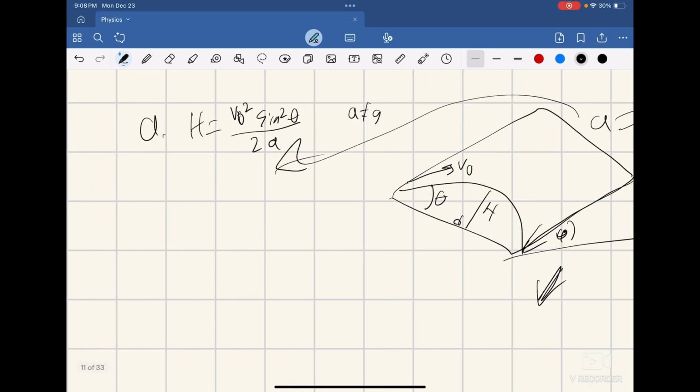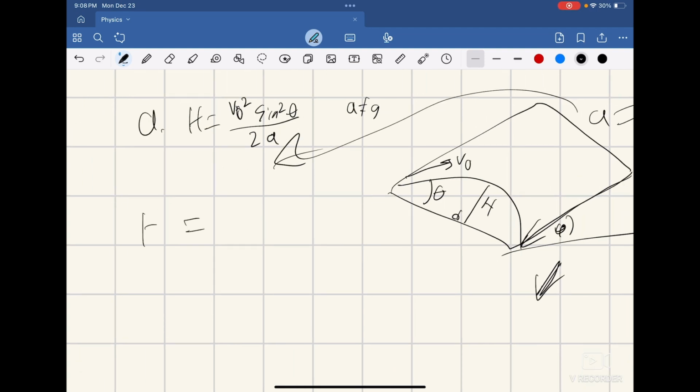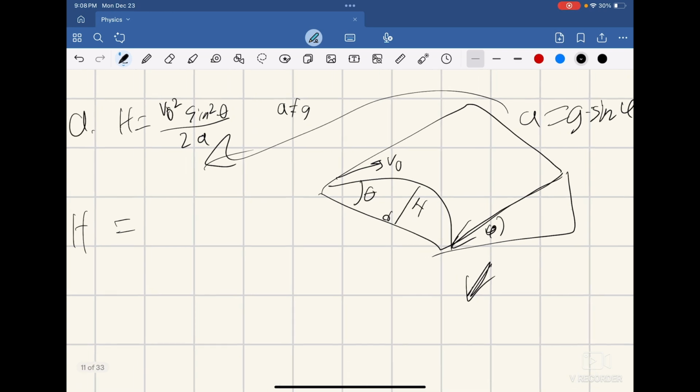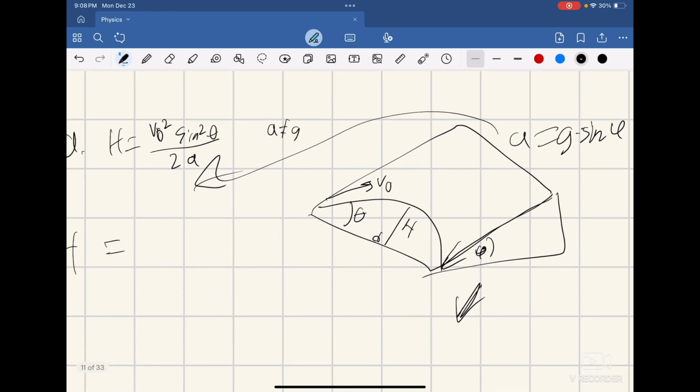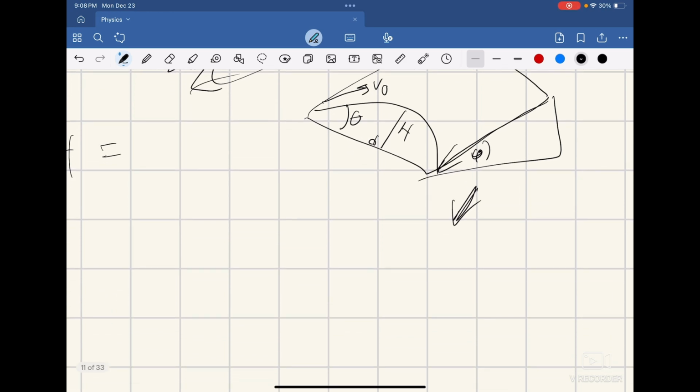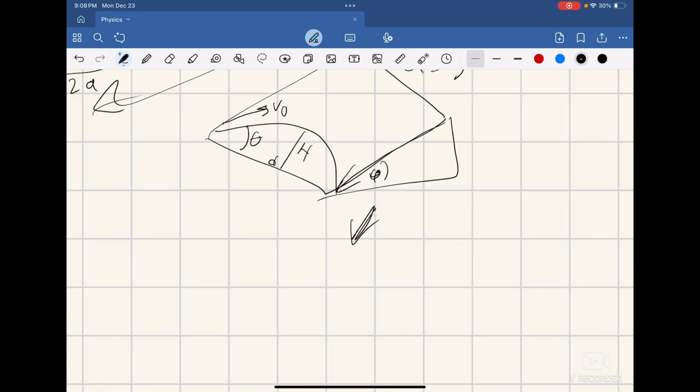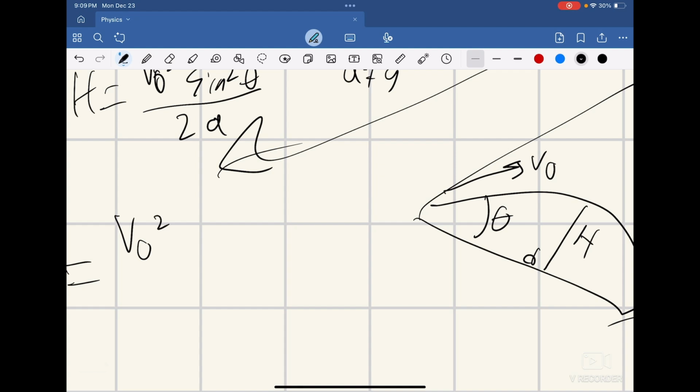So we get the formula: h, the maximum vertical distance, is given by v initial squared sine squared theta over 2 times g sine phi. That's the formula we get for part A.